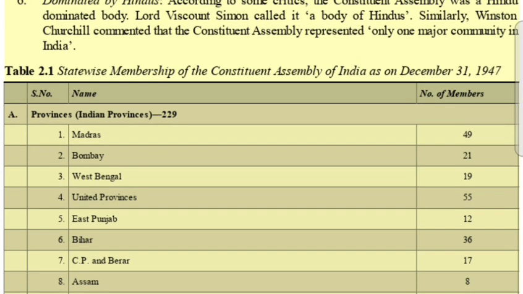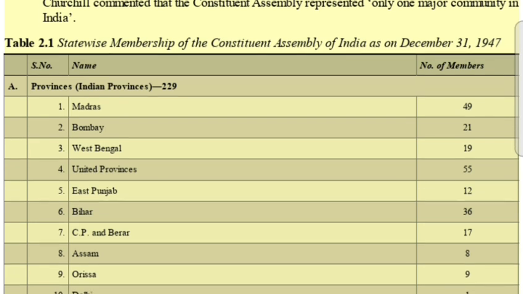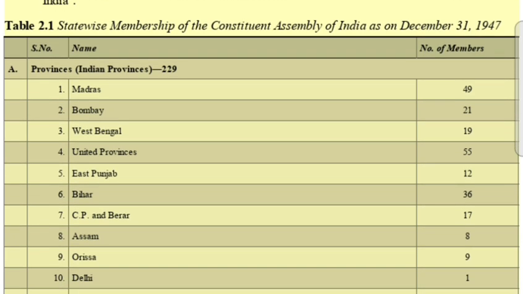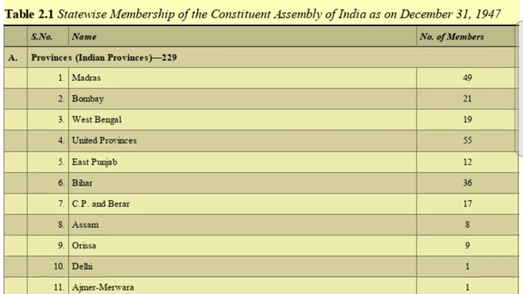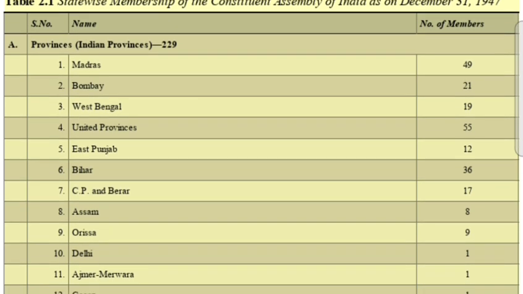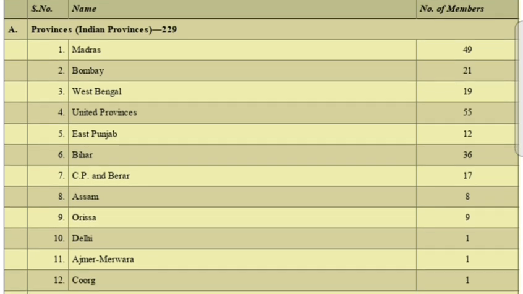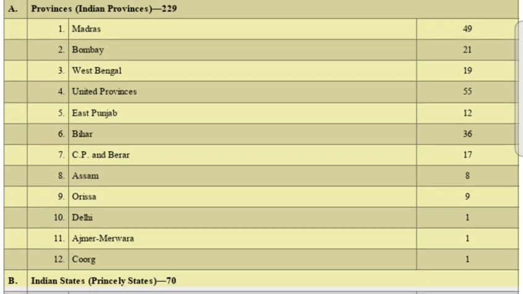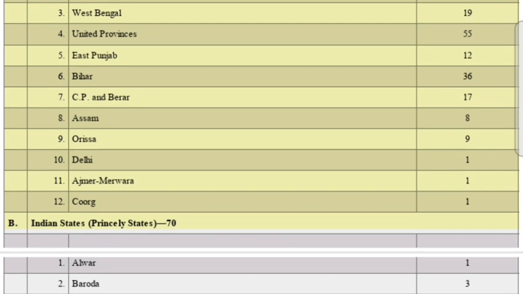Table 2.1 Statewise membership of the Constituent Assembly of India as on December 31, 1947. A. Provinces, Indian provinces 229. 1. Madras 49. 2. Bombay 21. 3. West Bengal 19. 4. United Provinces 55. 5. East Punjab 12. 6. Bihar 36. 7. CP and Berar 17. 8. Assam 8. 9. Orissa 9. 10. Delhi 1. 11. Ajmer Merwara 1. 12. Coorg 1.